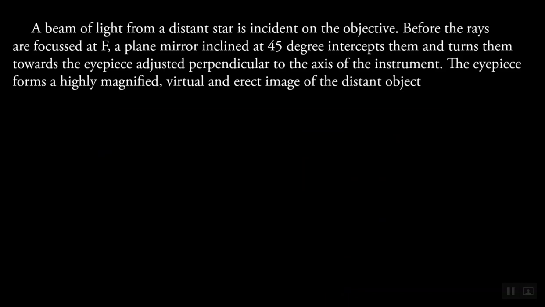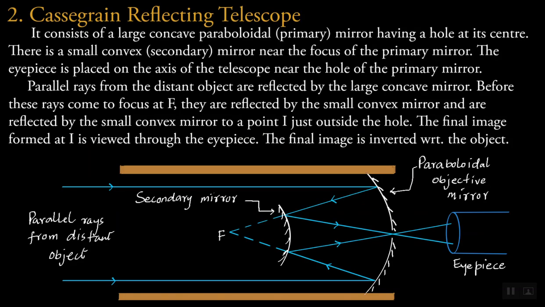Let us now discuss the second reflecting type telescope. The second one is called the Cassegrain reflecting telescope. It consists of a large concave paraboloidal mirror. Instead of a spherical mirror, it is a paraboloidal, that means parabolic, mirror, the primary one, having a hole at its center. This is a paraboloidal objective mirror, and there is a hole at the center. There is a small convex secondary mirror near the focus of the primary mirror.